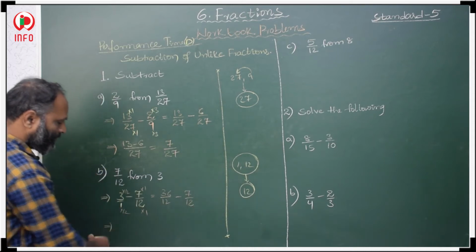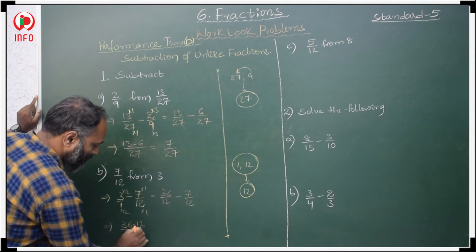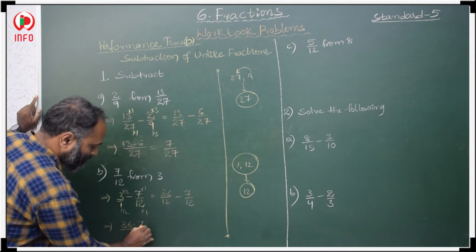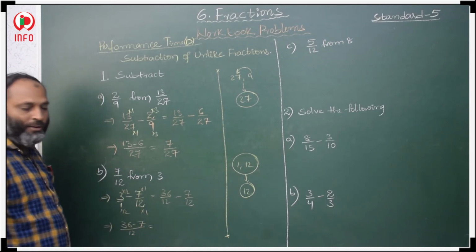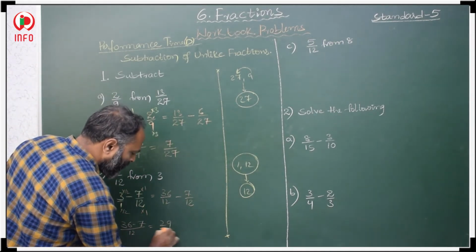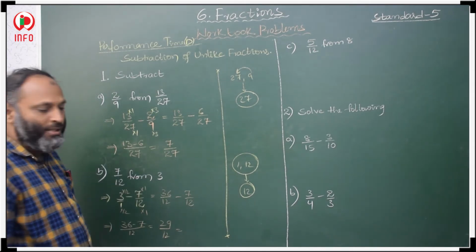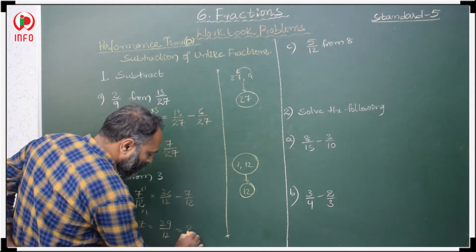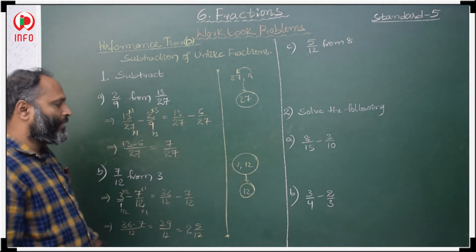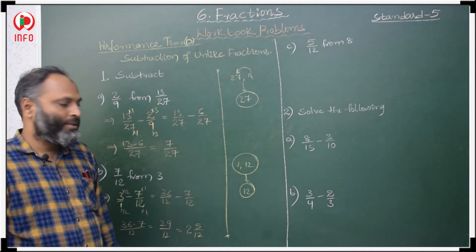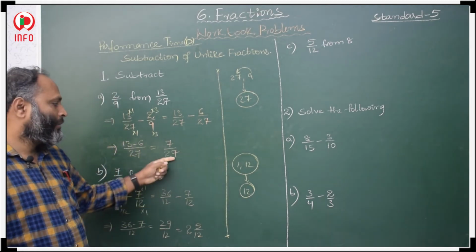Then these two are like fractions. Then find the difference of the numerators. 36 minus 7 by 12. 36 minus 7 is 29, 29 by 12. Then this is an improper fraction, so how to convert it into mixed? 12 2s are 24, remainder 5. So 2 5 by 12. This is a mixed fraction. Improper into mixed fraction. Okay.